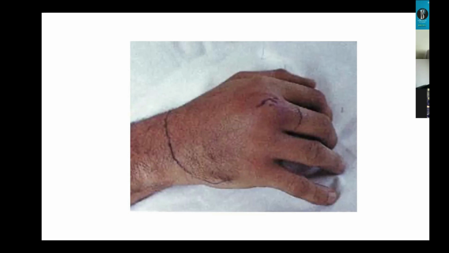Open the capsule, do good debridement, and then leave the wound open. And then second look after 48 hours, cover him with antibiotic, which is broad spectrum: co-amoxiclav, cephalosporin, metronidazole for anaerobes. I think this is the best answer for this question.